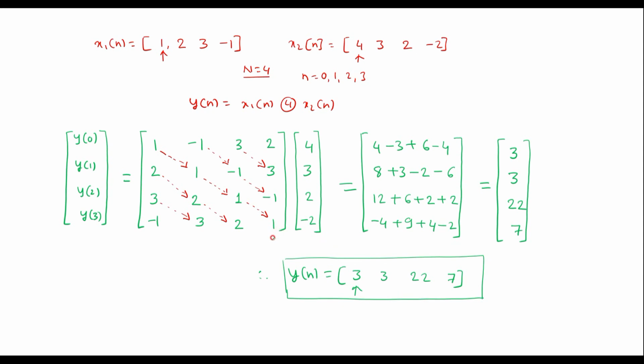This is the easiest method for calculating circular convolution between two sequences.